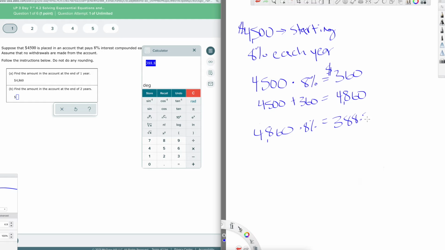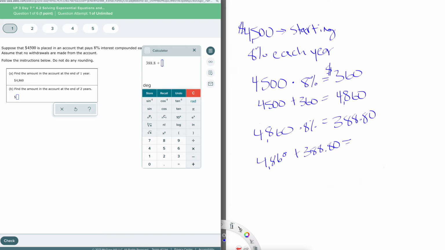$388.80. Again, that's not the amount in the account. I had the $4,860, plus 388.80 equals, so I have to go over here and I have to go plus the 4,860. So this is the amount in the account after year number 2, $5,248.80.